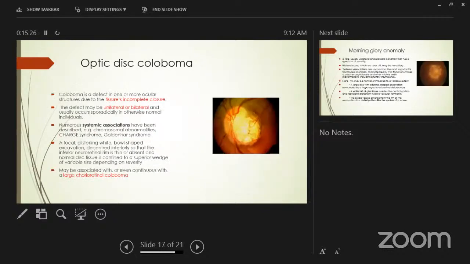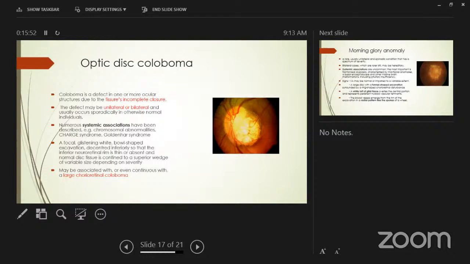Next comes the optic disc coloboma. Usually there is a defect in one or more structures due to incomplete closure of the fissures. The defect is usually unilateral or bilateral and occurs sporadically in otherwise normal individuals. There are numerous systemic associations of optic disc coloboma: CHARGE syndrome, chromosomal abnormalities, Goldenhar syndrome.